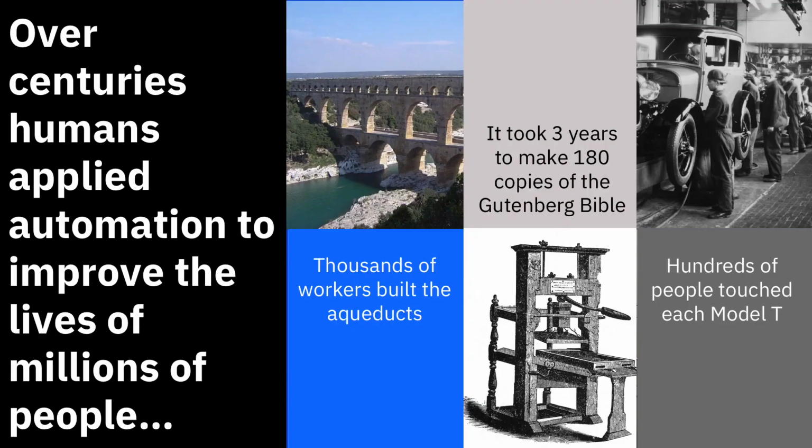Over centuries, humans applied automation to improve the lives of millions of people, from aqueducts for water, printing presses for books, and assembly lines for Model T cars.